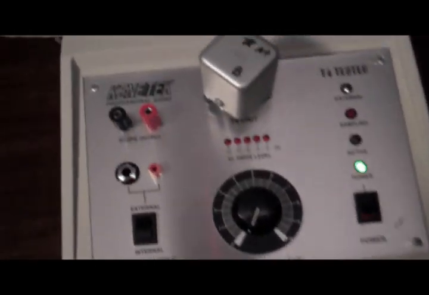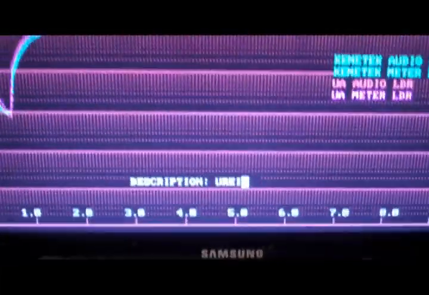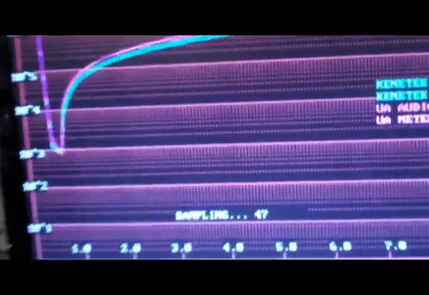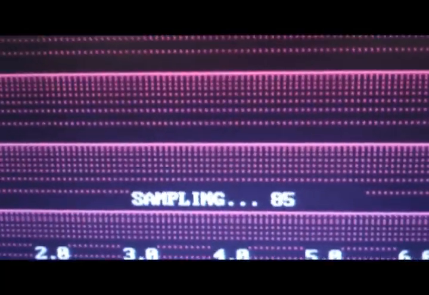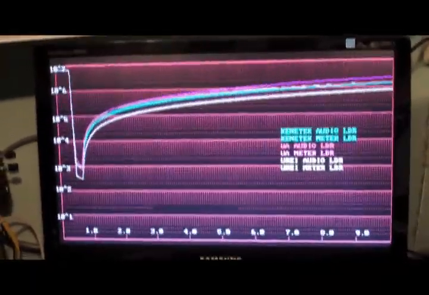Okay. And we'll call this one Urei. This T4B was made in 1977. It has been rebuilt, though. I had to put a modern EL panel in it, and we'll talk about that here in just a minute, because when we do the dynamic range test, you'll see what I'm talking about.